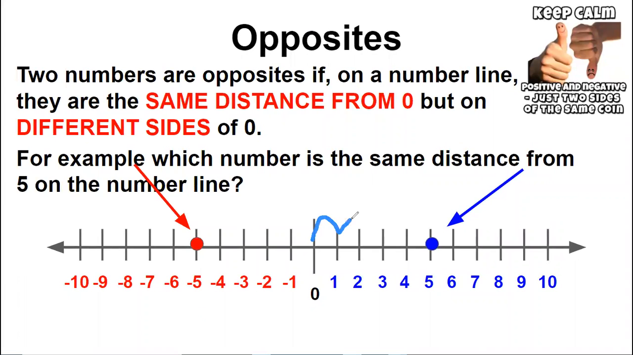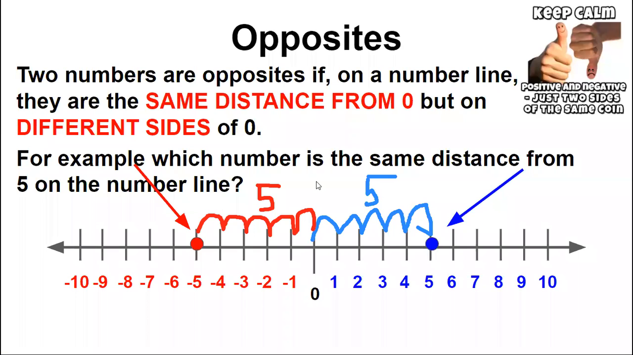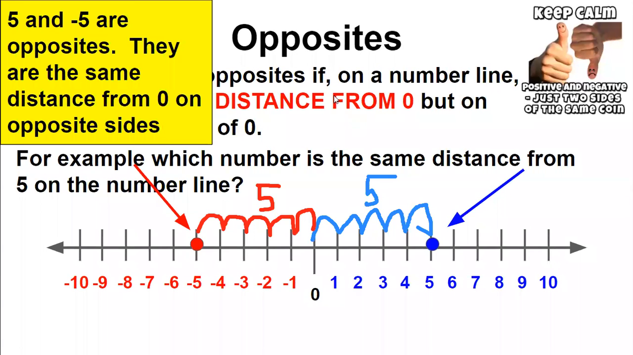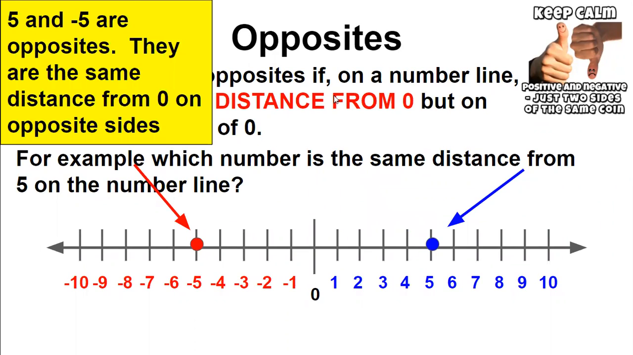We've got 1 unit, 2 units, 3 units, 4 units, 5 units. 5 units from 0 this way. And if I go the other direction, 1, 2, 3, 4, 5, I have 5 units from the other direction. So 5 and negative 5 are opposites. They are the same distance from 0 on opposite sides.